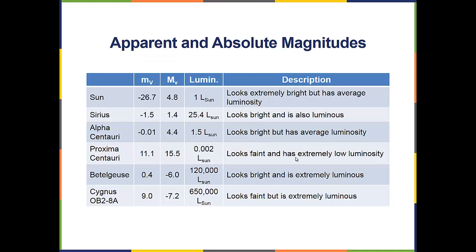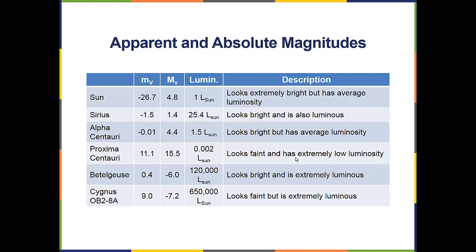This is described by its absolute magnitude. Here are apparent and absolute magnitudes for a few stars. The Sun is obviously the brightest star in the sky, by far. It has an apparent magnitude of negative 26.7. But the Sun is not by any means the brightest star in our galaxy. As stars go, it's actually below average. If I gave the Sun a grade, it would be a C-. The Sun's absolute magnitude is 4.8.